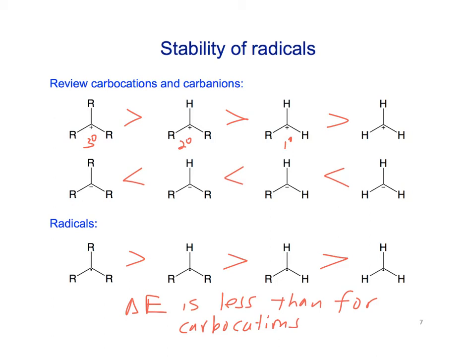Yeah. So is shining a light the only way to create a radical, or what are some of the other ways? No, you can use heat as well. Those are usually the two main ways.